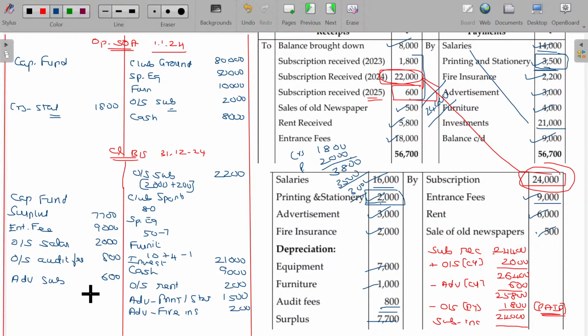So creditors outstanding being 300 rupees. No, this is 300. This is the creditors for stationery. I remove this one here. Clear? Are you able to understand?